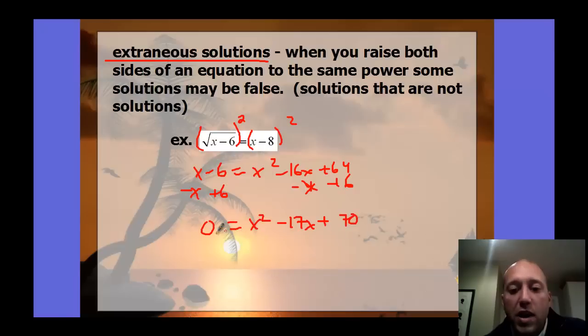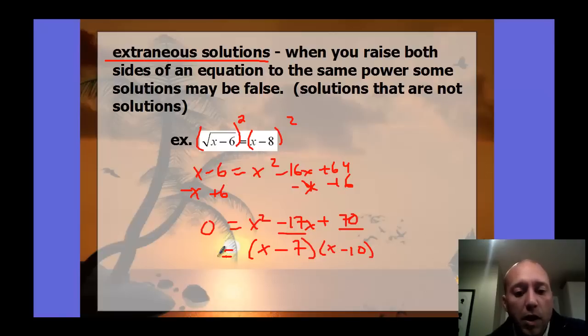So now we use our quadratic knowledge to solve this. And so factoring, we can look at factoring, and 10 and 7 looks like it might work. So x minus 7, x minus 10, negative 7 times negative 10 is 70, negative 7 plus negative 10 is negative 17. And so then we want to find our solution. So here x equals 7 and x equals 10.